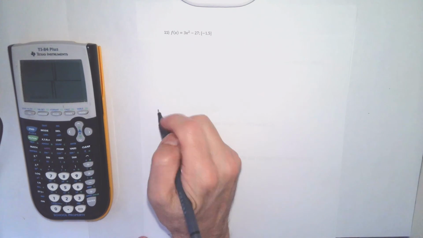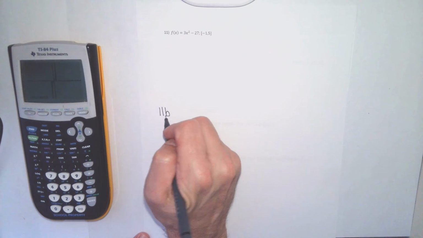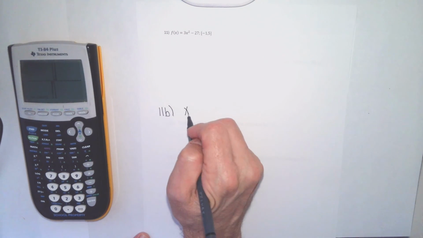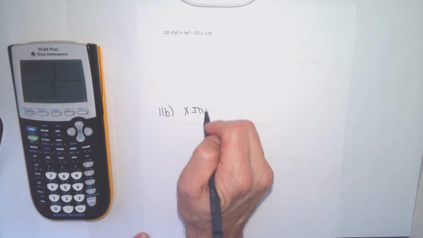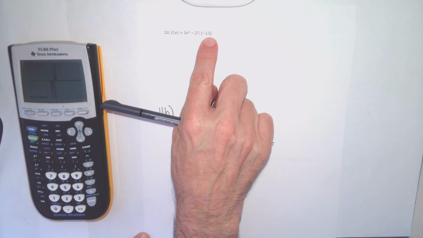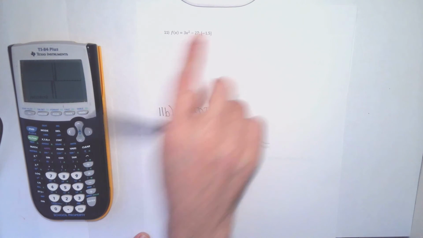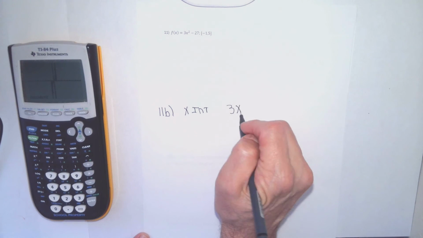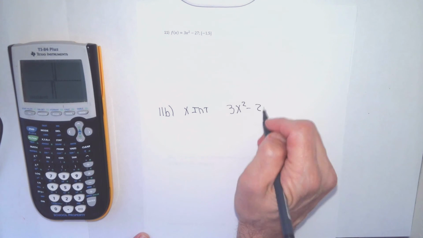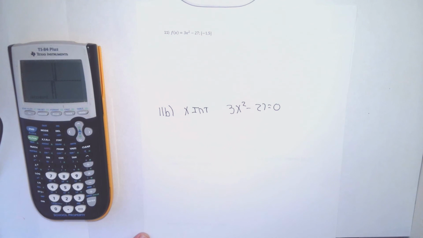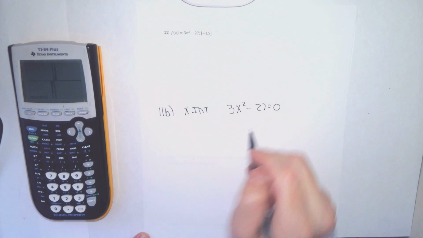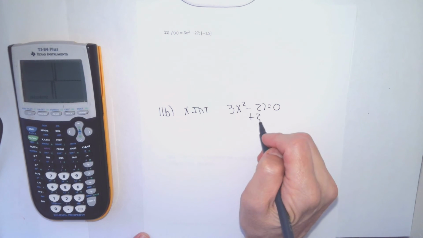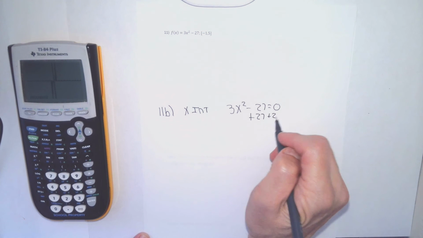So first for 11, I'm going to do part B and find the x-intercept. So for 11b, for the x-intercept, I'm looking for x-intercepts between -1 and 5. If I get an x-intercept out of that region, I'm not going to include it. So I'm going to go 3x squared minus 27 equals 0. I can solve this by factoring. I'm kind of liking that square rooting right now, but it doesn't matter.